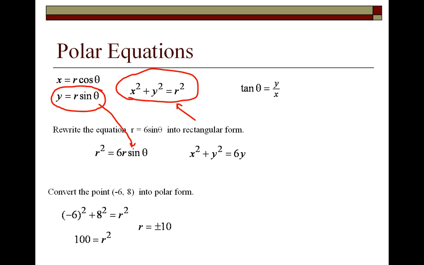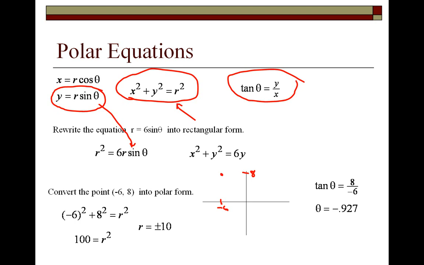To find my angle, I'm going to be using this guy. But I really need to understand where I'm at. So the point negative 6, 8 is going to be negative 6, and then 8's up here. It's out here. It's in the second quadrant. When I do tangent of theta is equal to negative 8 over 6, and it gives me my answer, it's going to give me theta is equal to negative 0.927. The angle it gives me is the angle that goes in this direction. That's what this angle of theta stands for.